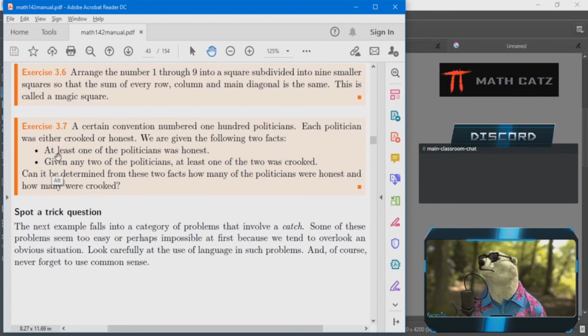Well, the first fact certainly is true. It's consistent. At least one politician was honest. That means 1 or more. But the second fact is a problem. Given any 2 politicians, at least one of them has to be crooked.